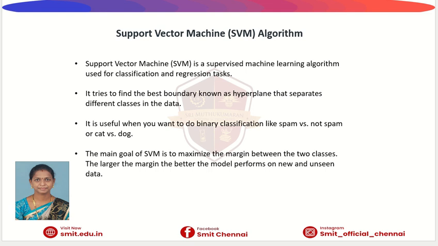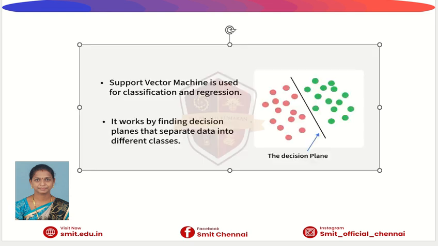Real world uses include spam detection, image recognition, or cat or dog classification. How does the machine choose the line? In any dataset, there are infinite ways to draw a line between two groups. SVM uses an optimization formula to pick the one that provides the maximum margin. The line is nothing but the decision plane. It's the maximum margin that classifies the two classes.